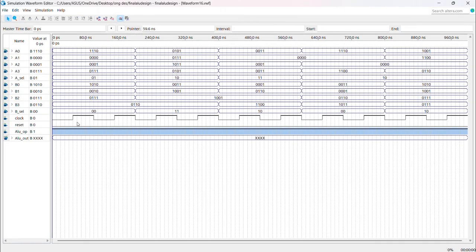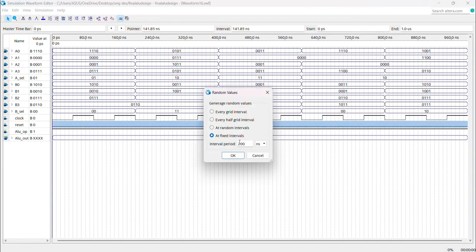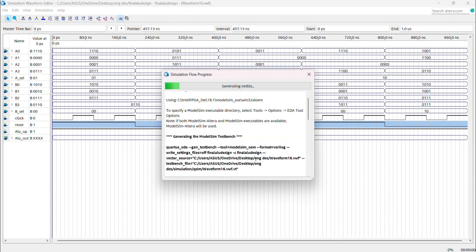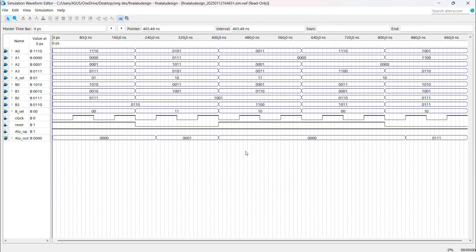After that, we will try the reset operation. When there's a reset in the circuit, you can see that when reset is equal to 1, the output is 0, and when the reset is equal to 0, there's another output on the rising edge of the clock, and it has shown that the final ALU design is running correctly.